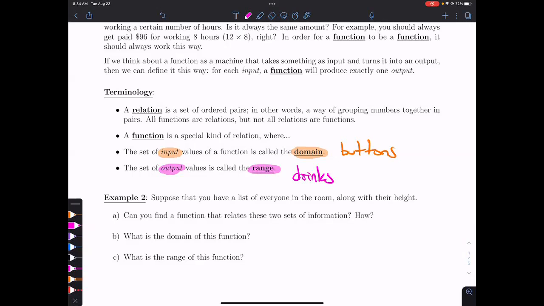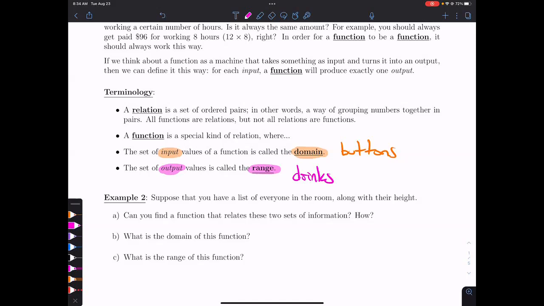Okay. All right, so with your groups, take a look at that second example there. Suppose you have a list of everyone in the room along with their height, right? So you've got a list that's like, Dr. Thomas is 6 feet tall. Haley is 5 feet tall, etc. All 26 of us, 27 of us, whatever. Name, height. Can you find a function that relates those two sets of information? Any way that you list them out together is a relation, right? Can you find a function that relates them together?